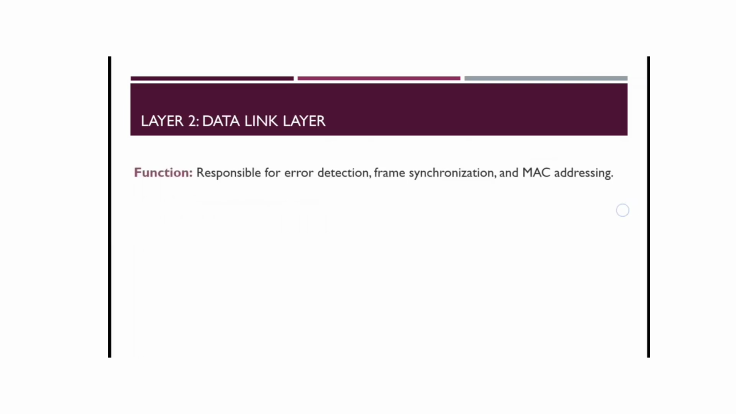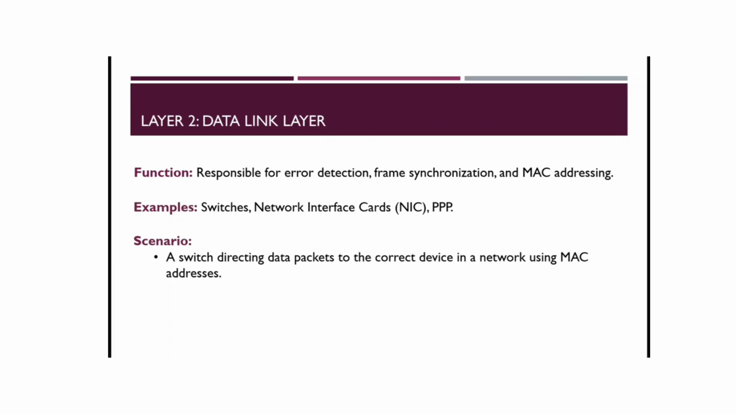Our next layer is the data link layer. The data link layer is responsible for the data transfer between two devices on the same network, handling error detection, correction, and frame synchronization. The data link layer takes the raw bits provided by the physical layer and packages them into frames, which are then transmitted to the next layer or devices. We will understand it with an example scenario.